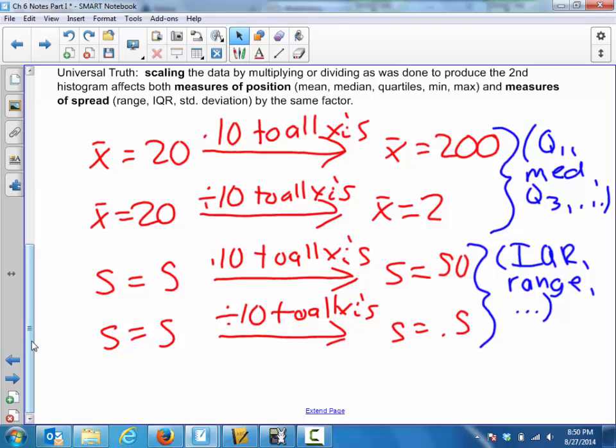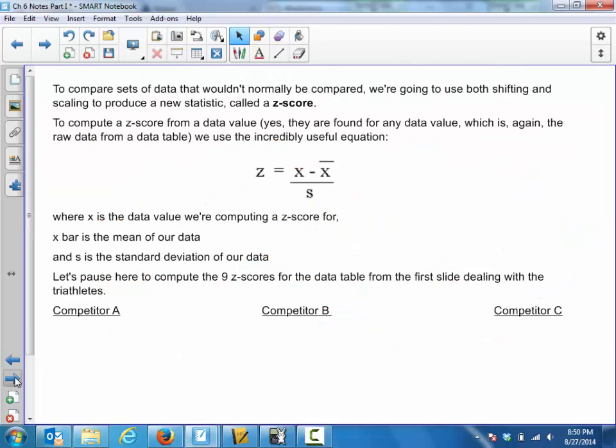Okay, so there you go. If you shift the data, measures of position are affected, but not measures of spread. If you scale the data, both are affected. All right, so now we get to the heart of the slide, or the heart of the notes rather.